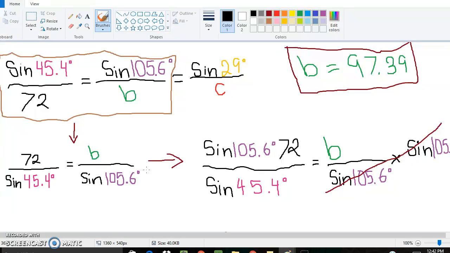Then on the right side, we cancel sine of 105.6 degrees by multiplying it by itself, and then we do the same to the left. So now we have sine 105.6 degrees times 72 over sine of 45.4 degrees. As you can see, we've crossed these two out and got that over there. Now we can just plug this into the calculator and get the answer. So after we plug that into the calculator, we get 97.39. So that equals B.